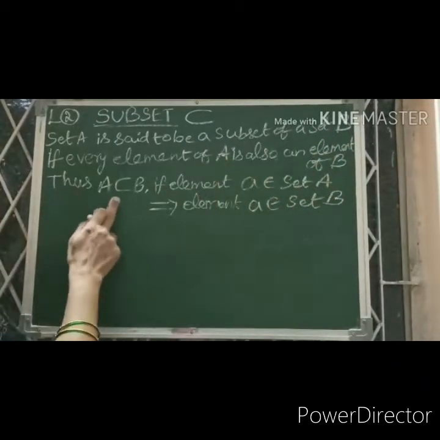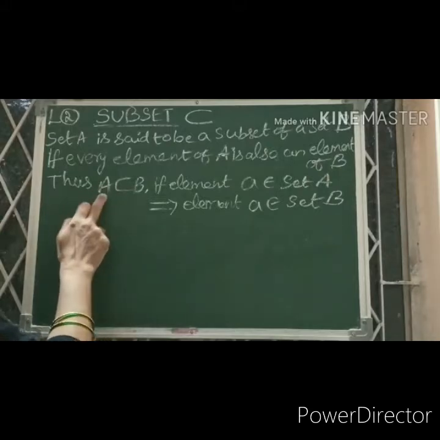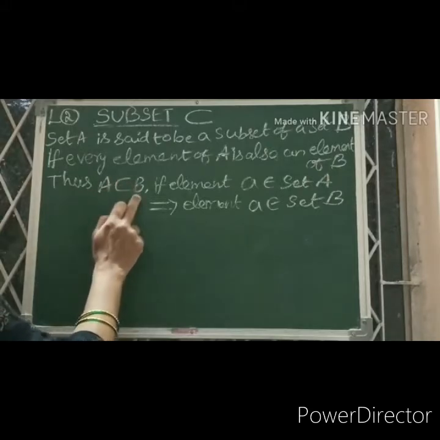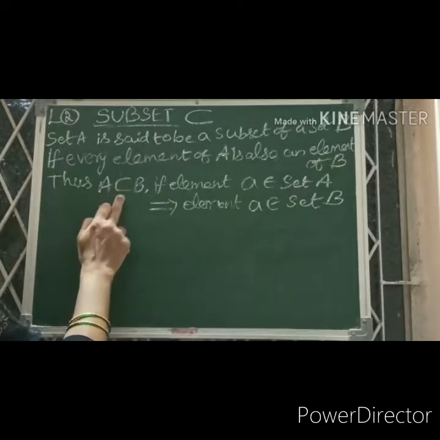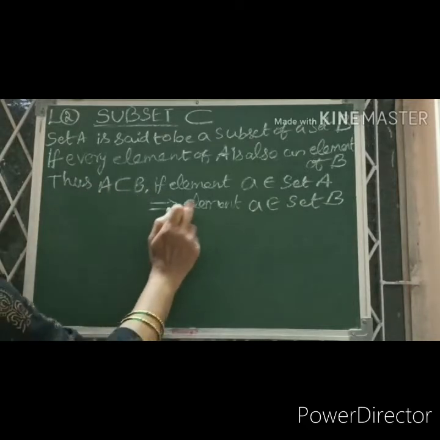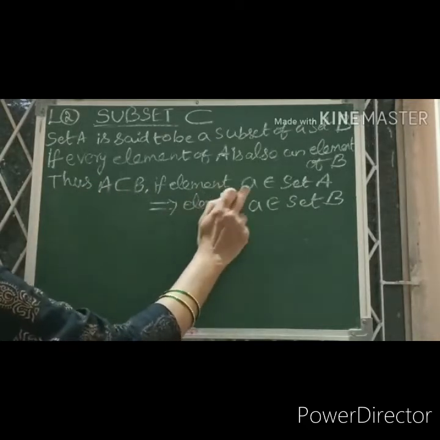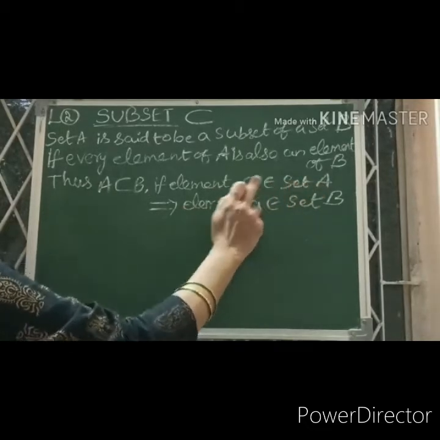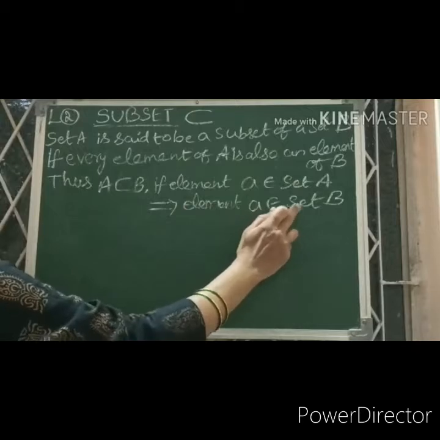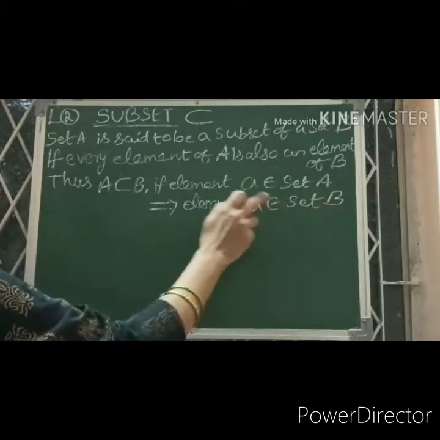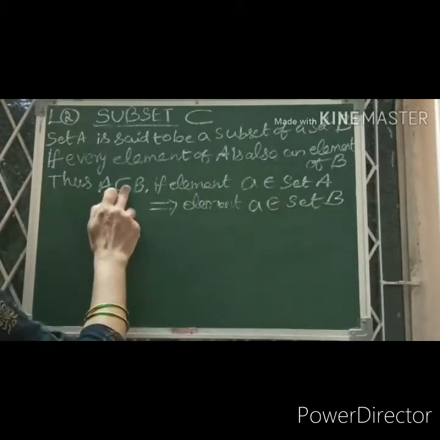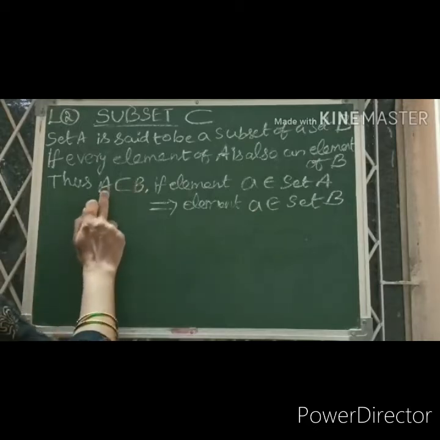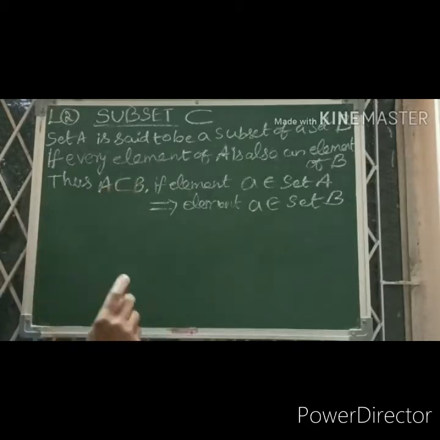Thus, see here how I am writing the symbol. Set A is a subset of B. If element a belongs to set A, this implies element a belongs to set B, then only you can say A is a subset of B. This is the symbol. I will explain one example.